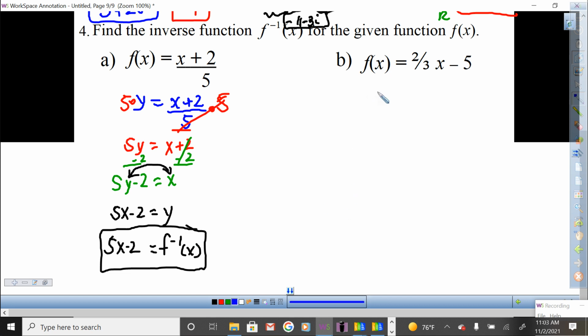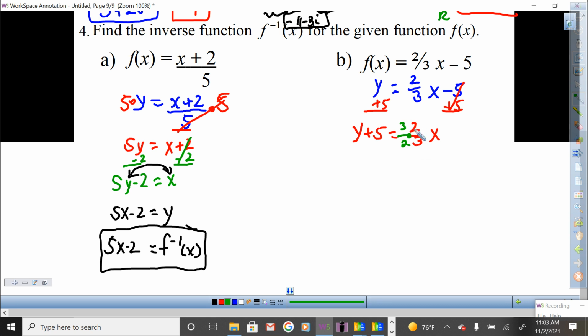Let's see. Change it once again to y equals 2/3 x minus 5. Let's get rid of the 5 to leave x by itself. So we add 5 to each side. We're left with y plus 5 equals 2/3 x. So 2/3 is multiplying x. How do we get rid of that 2/3? We multiply times the reciprocal. What is a reciprocal? 3 over 2.